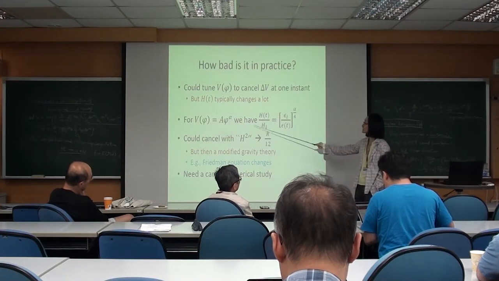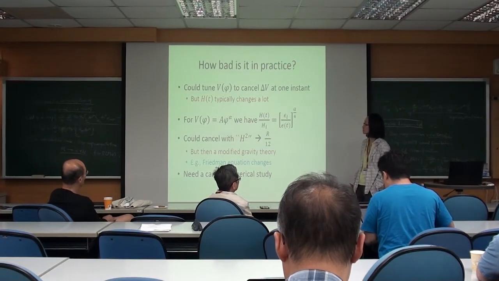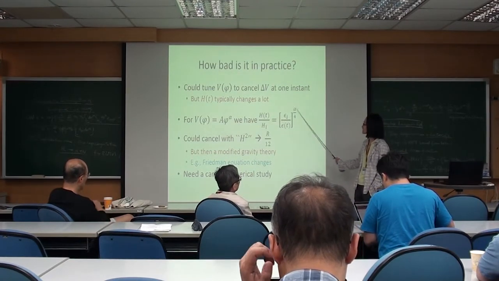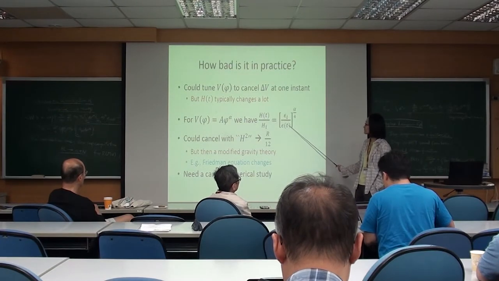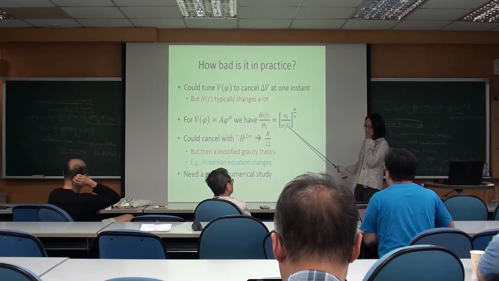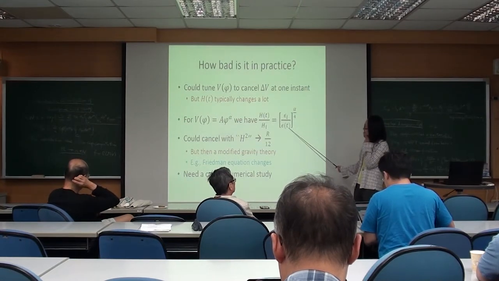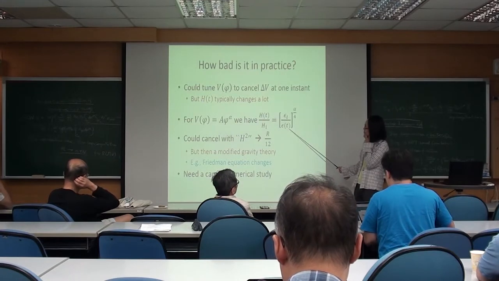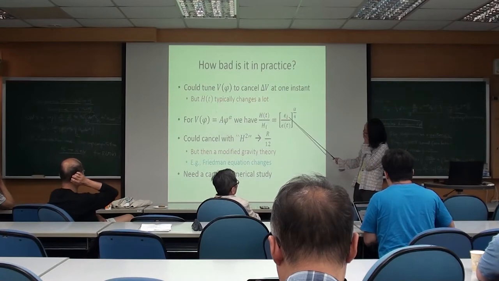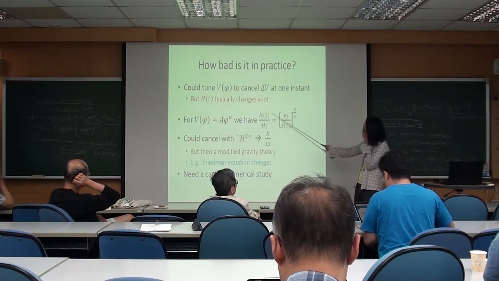And from here, it's just a simple calculation. If you assume the slow roll approximation, you will get this Hubble parameter relation with the first slow roll parameter. Okay? And at the end of inflation, epsilon will become much bigger than the initial value, I think. So this actually will change.